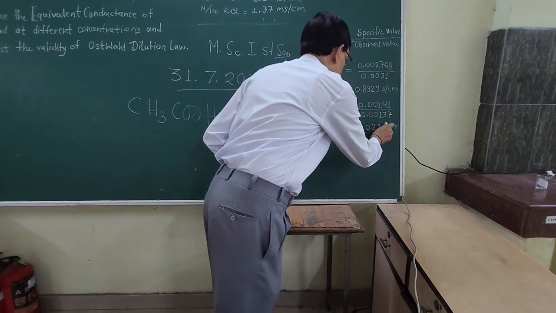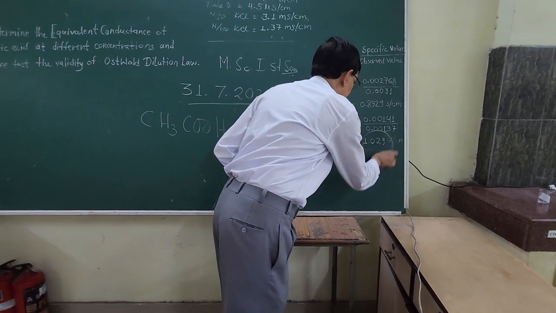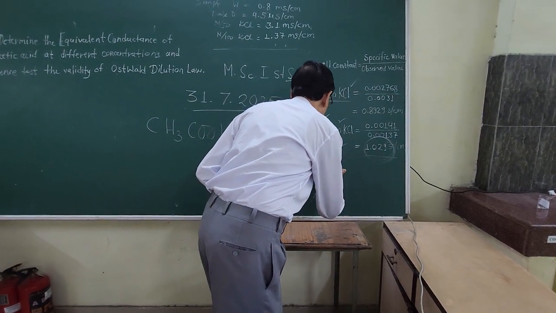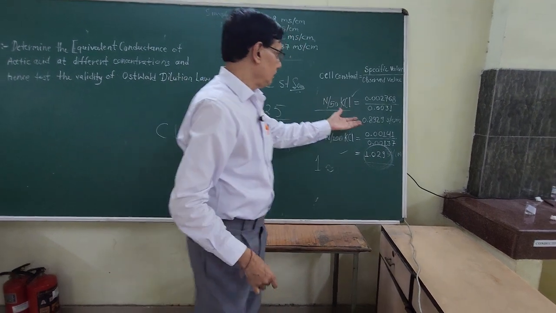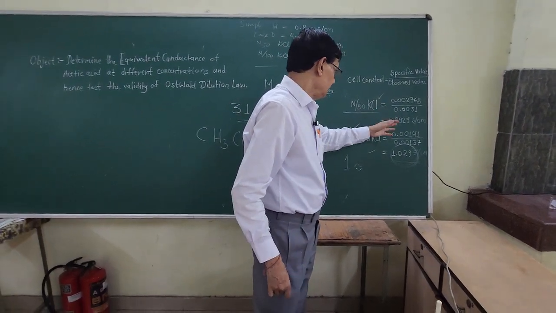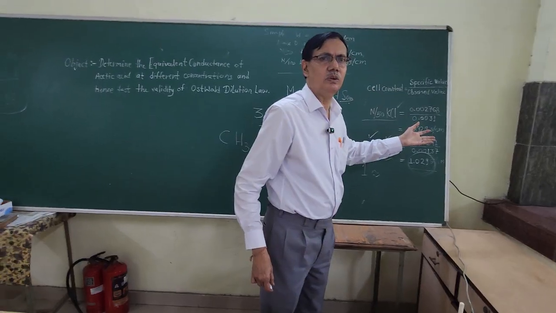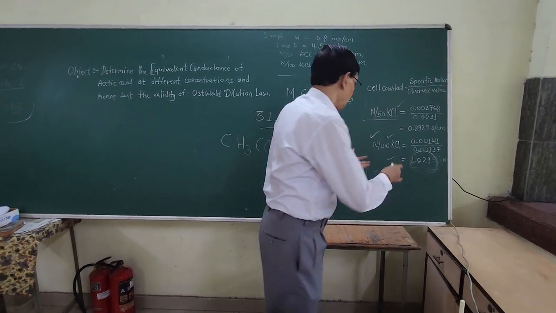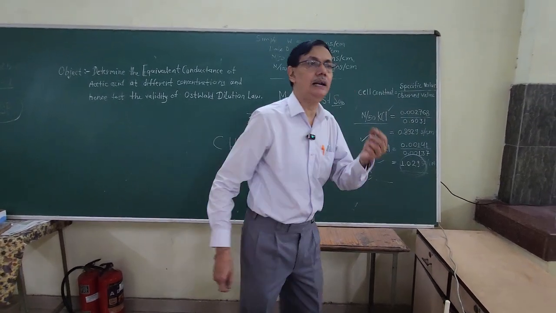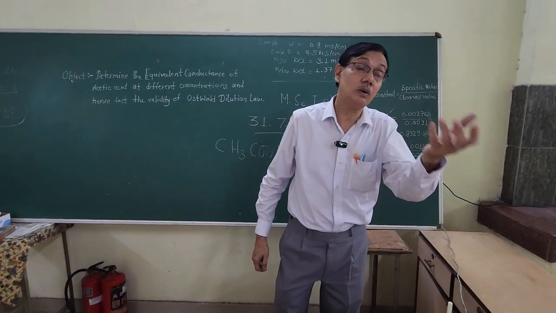There is no unit of cell constant. It must be approximately 1. And then for N/50 maybe 0.89 or 0.90. So what will you do? You will take the average of both, and that will be your cell constant. Why is the cell constant needed?